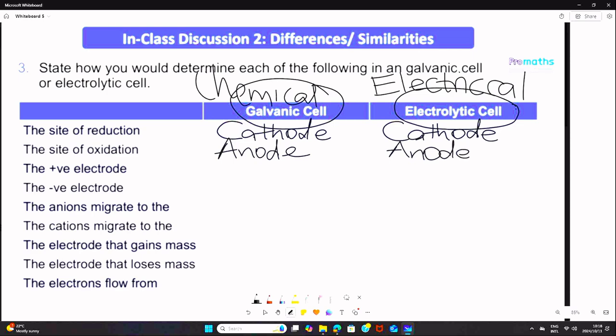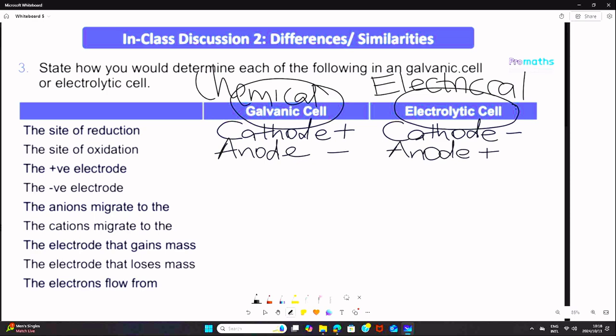Now you'll ask yourself, what about the differences? Remember, the polarity for an electrolytic cell is determined by the power source. How is it connected? In an electrolytic cell, the side that's connected to the positive terminal of the battery is the anode, and the side that is connected to the negative terminal of the battery is the cathode. Whereas in a galvanic cell, it's the opposite. The cathode is positive and the anode is negative. The principle of which reaction takes place remains the same though.